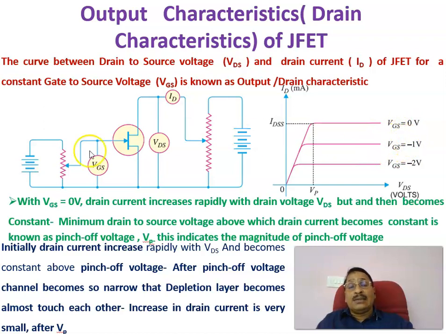Now the next step is to change VGS, setting the gate to source voltage to another value. For example, we set VGS to minus 1 volt. You are reverse biasing with minus 1 volt between gate and source. Again, you repeat the measurement of VDS versus ID, changing VDS and observing ID.